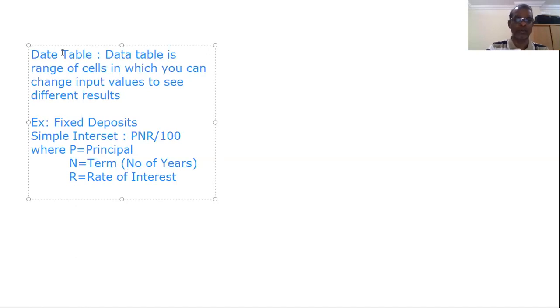So the principal amount is 1000 rupees, the term, that is the number of years, is 5 years, and the rate of interest is 10. We have to multiply 1000 by 5 by 10 divided by 100. That much amount you will get as interest after the number of terms. Now we will see one worksheet, where we can explain how we get the interest for different interest rates.